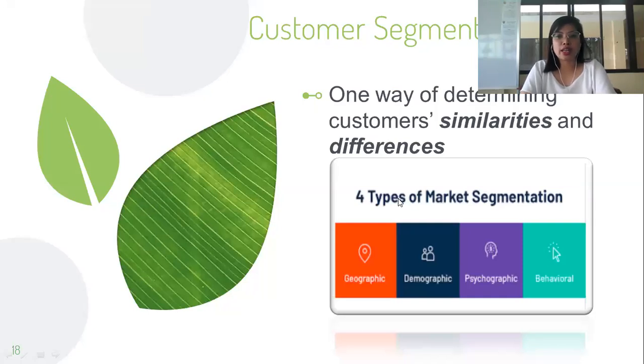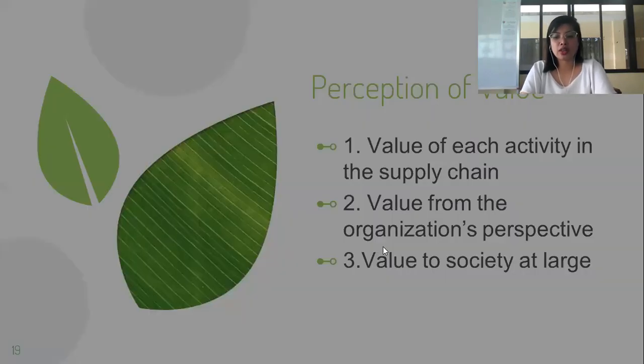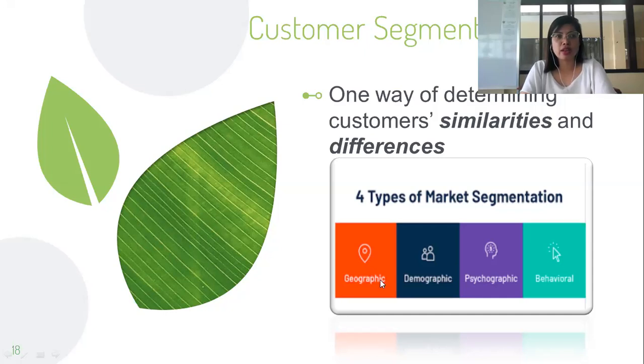So another factor is the customer. One way of determining customer similarities and differences is through customer segmentation or market segmentation. So we can differentiate or segment our customers by different types: geographic, demographic, psychographic, and behavioral. So there are different reasons why customers or guests buy or check into our hotel or reserve in our restaurant. So it depends upon the geographic first. If your restaurant is just near the place, more or less the demand will be high.